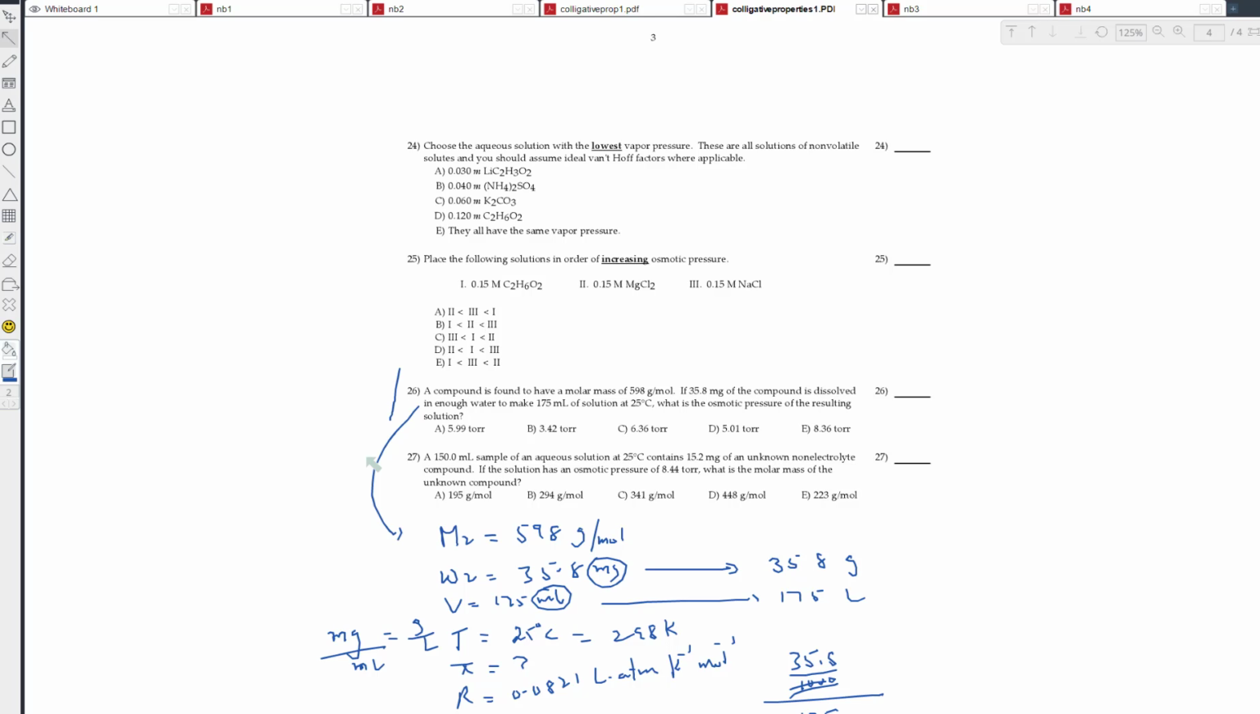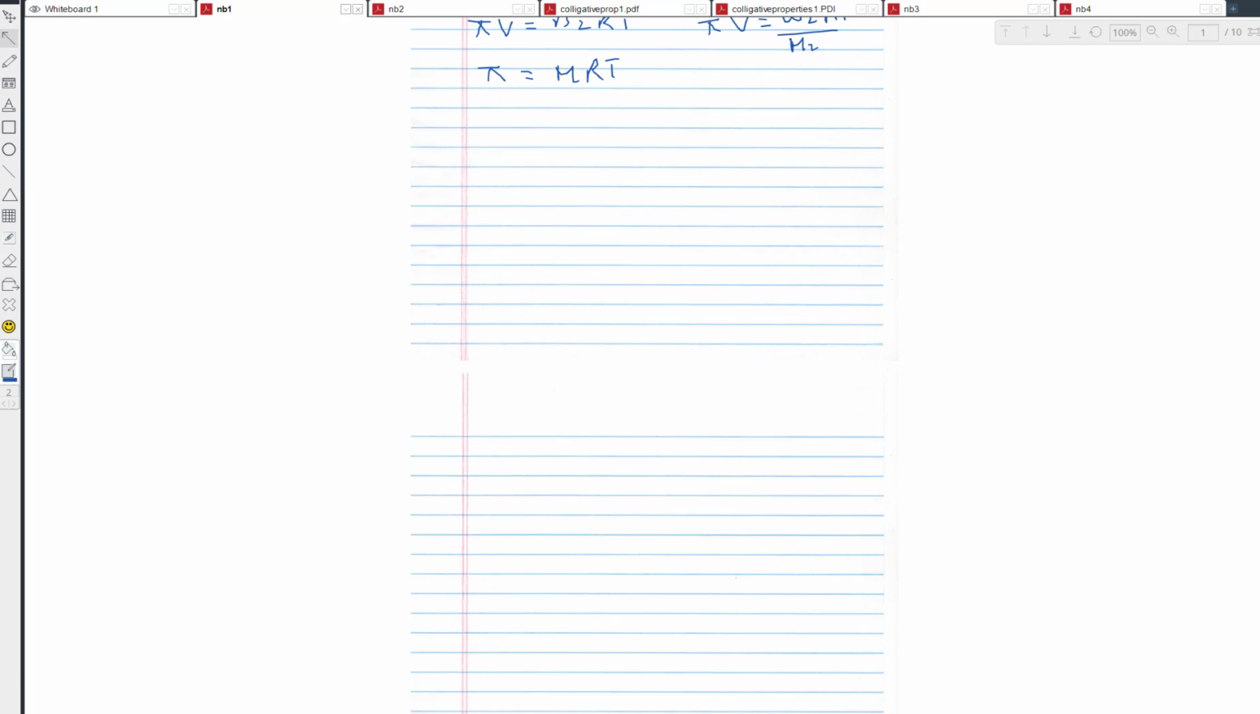Molar mass. Okay, so we have all the information. Let's go to the blank page. So I'm writing this formula: pi V is equal to W2 RT over M2. But I want M2, so I'm taking the M2 there and putting W2 RT over pi V. Because milligram per liter, you can put the same thing for grams per liter.